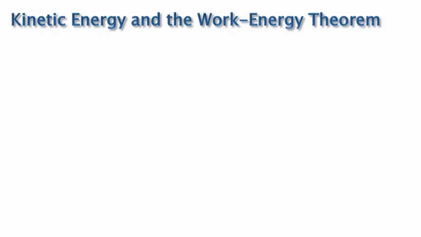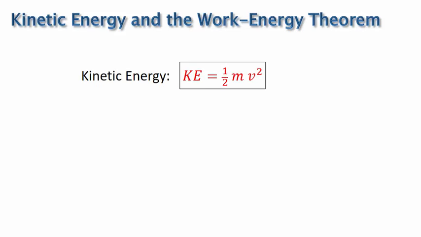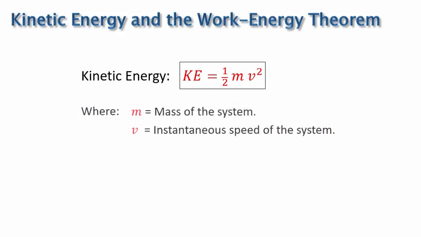In this video, we'll first discuss kinetic energy and then a principle called the work energy theorem. So let's start with kinetic energy. In the last video, I indicated that kinetic energy is the energy associated with the motion of a system. The equation for kinetic energy is 1/2 mv squared, where m is the mass of the system and v is the instantaneous speed of the system.